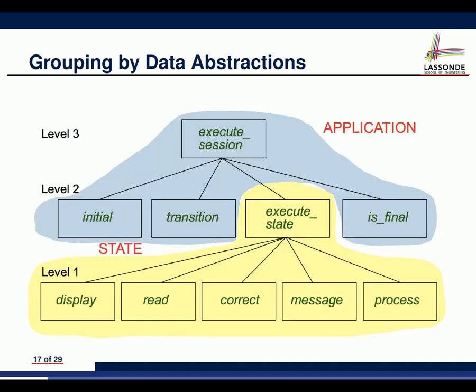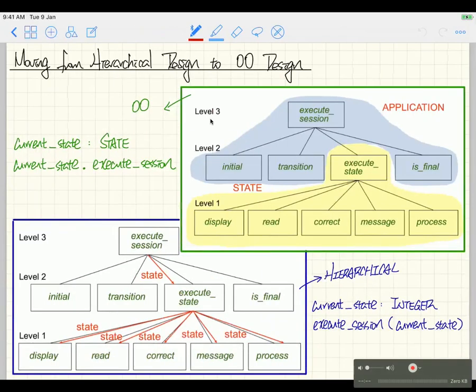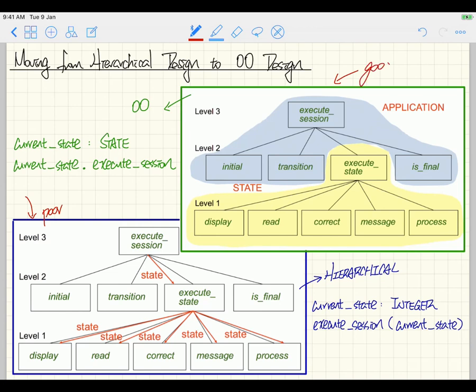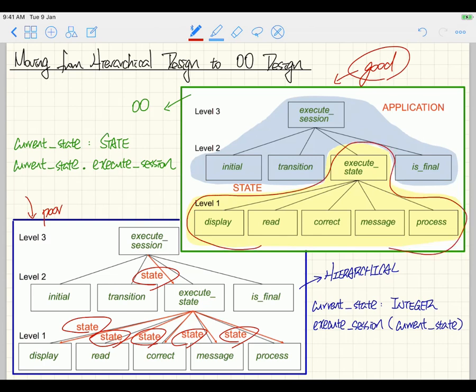Okay. So now, this is the conceptual view that we're going to have. Let me just show you over here the comparison. Again, let me just repeat very quickly. So now this is the poor design, and this is the good design. The poor design simply passes around the state information between levels. But for the good design, we're going to put everything that's related to the states into a single class.